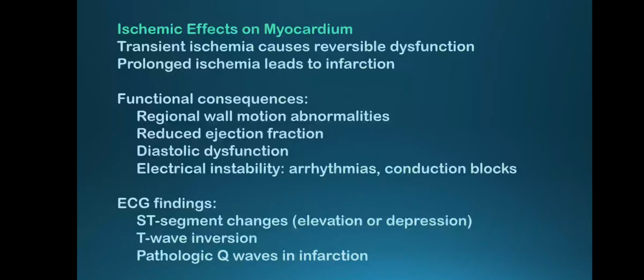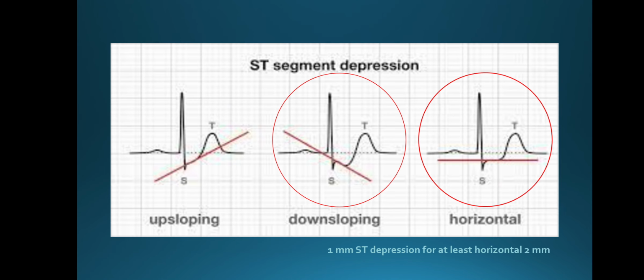Ischemic effects on myocardium: transient ischemia causes reversible dysfunction, but when it is prolonged, say more than 20 minutes, it leads to infarction. Functional consequences: regional wall motion abnormalities, reduced ejection fraction, diastolic dysfunction, electrical instability like arrhythmia and conduction block. ECG findings: ST segment changes, which may be depression or elevation, T wave inversion, and pathologic Q wave in infarction.